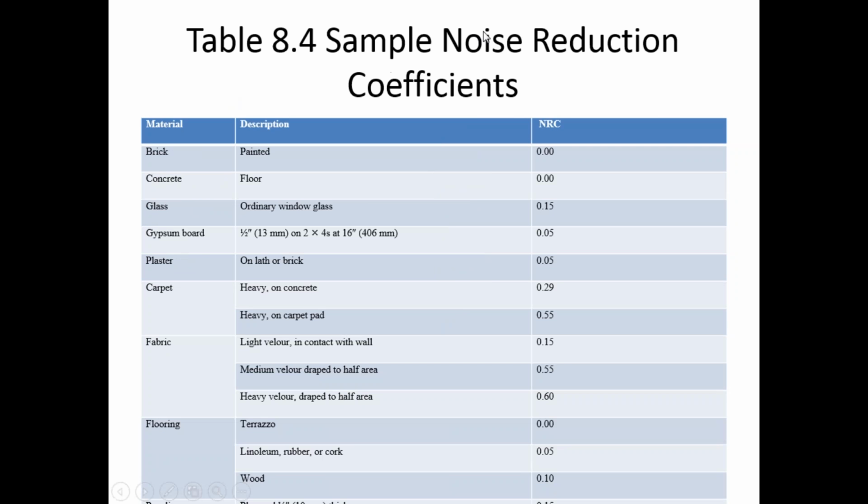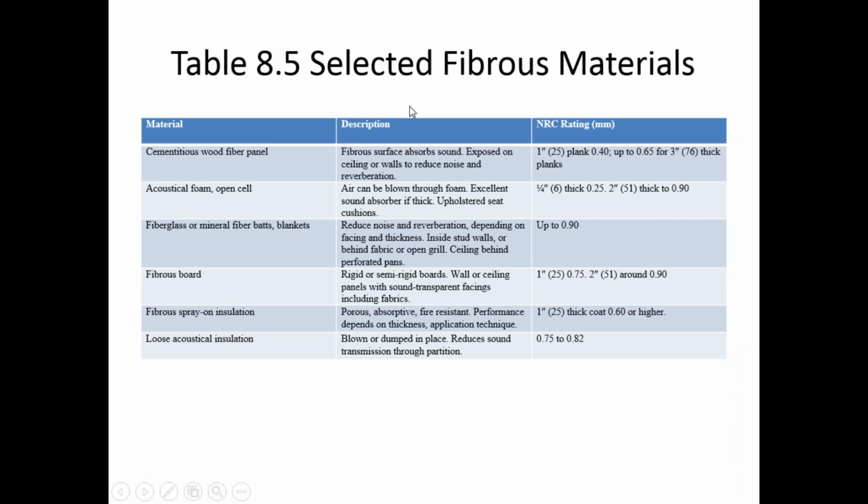We have 8.4, which shows us sample noise reduction coefficients of all of these materials with their descriptions. And 8.5, which shows us selected fibrous materials such as cementitious wood fiber panels, which are fibrous surfaces that absorb sound, exposed on ceilings or walls to reduce noise and reverberation. Acoustical foam, open cell. We saw some of that with the Orlex. Air can be blown through the foam. Excellent sound absorber if thick.